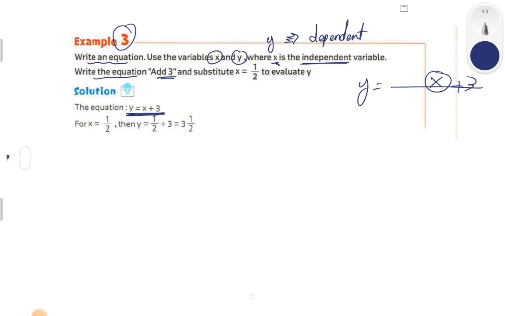Add 3 to what? To the independent variable x. Okay, and substitute x equals what? Equals half to find the value of y. What did he do? He wrote y equals half plus 3. Why half? Half is the value of x. Half plus 3 equals 3 and a half.